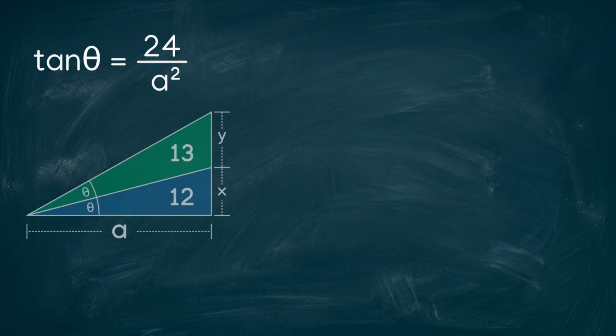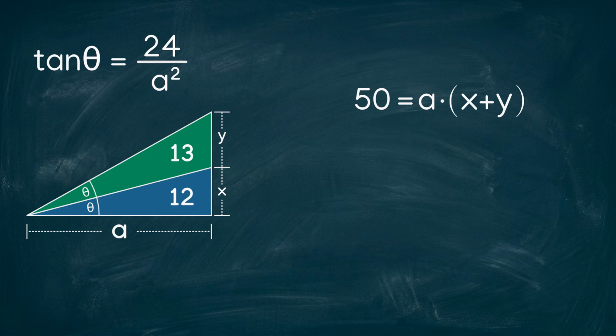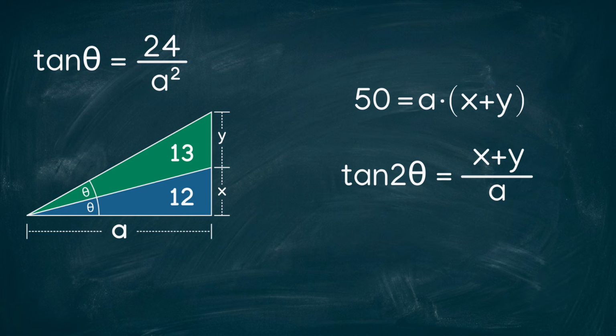Now, considering the right triangle with acute angle 2 theta, twice its area, which is 50, equals A times X plus Y. Tangent 2 theta equals X plus Y over A. These two equations give us that tangent of 2 theta equals 50 over A squared.